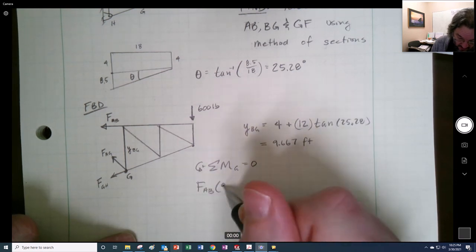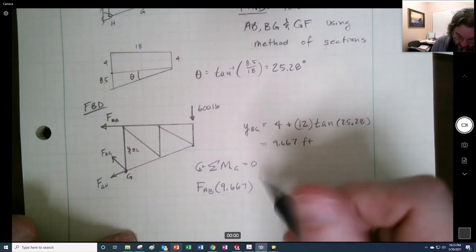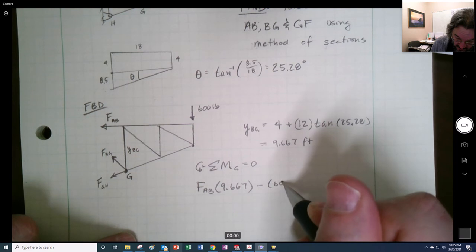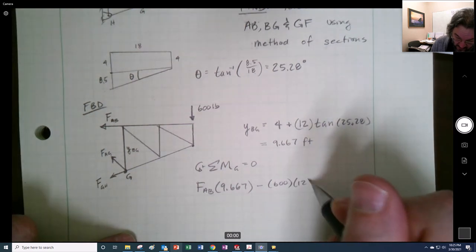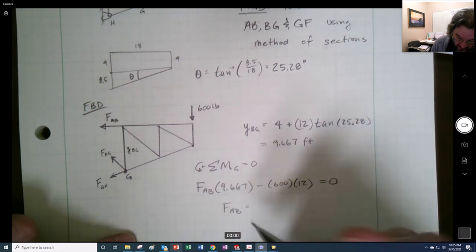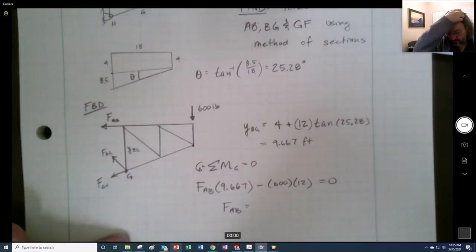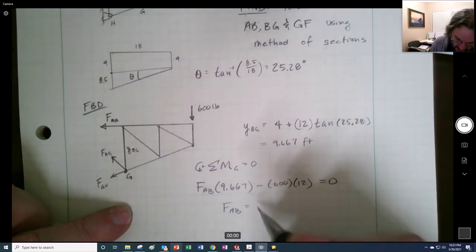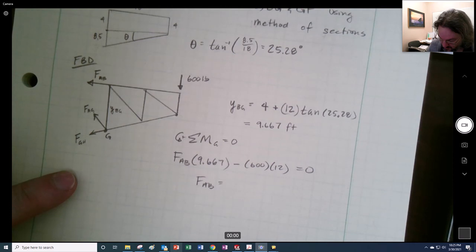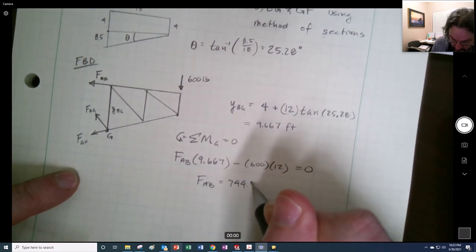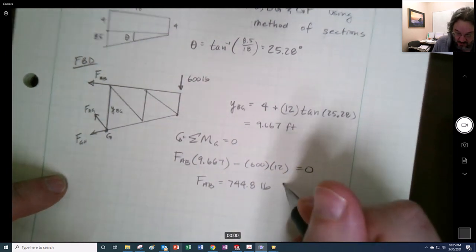FAB times 9.667 and is going to be minus 600 times 12. So FAB is obviously in tension, right? Keeping the thing from rotating around there. 600 times 12, and we get 744.8 pounds and in tension.